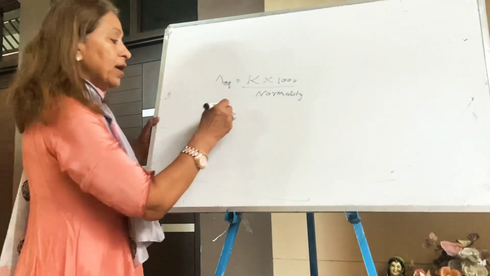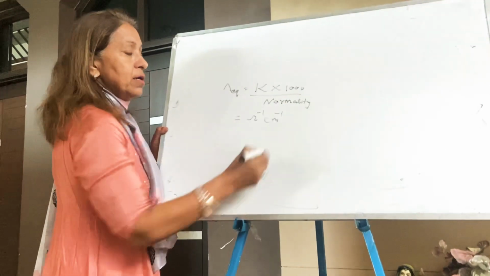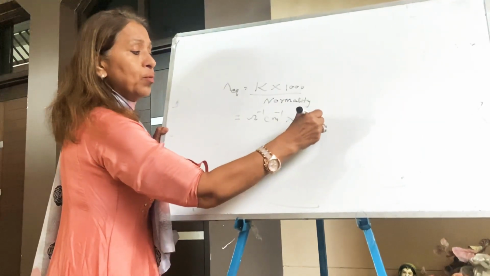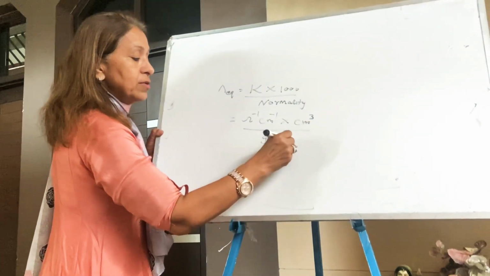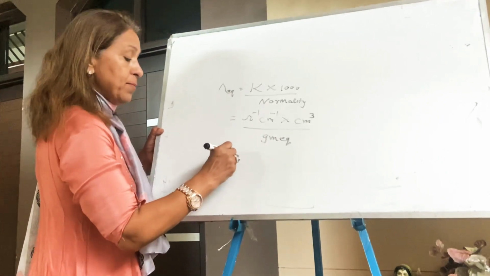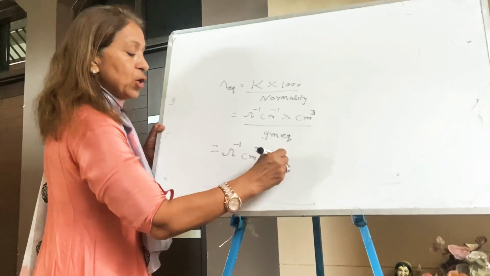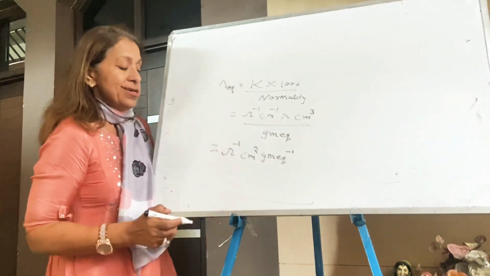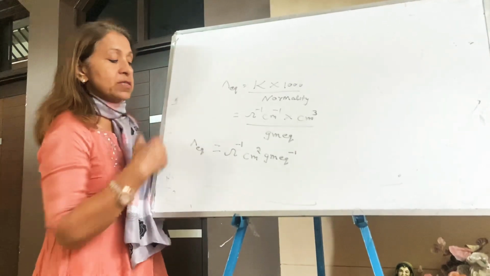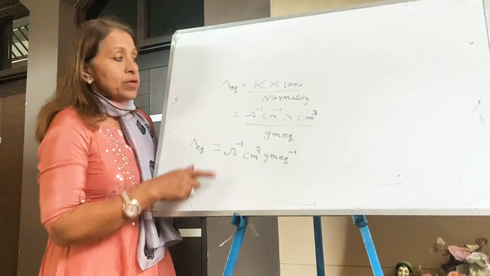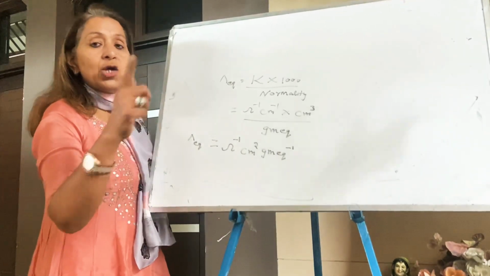So what is the unit of K? K is per ohm per centimeter. 1000 is centimeter cube. Normality is gram equivalent. So what does your unit become? Per ohm centimeter square per gram equivalent. Very important unit. So it is the unit of equivalent conductance: per ohm centimeter square per gram equivalent. So this is a very important relation between specific conductance and equivalent conductance.